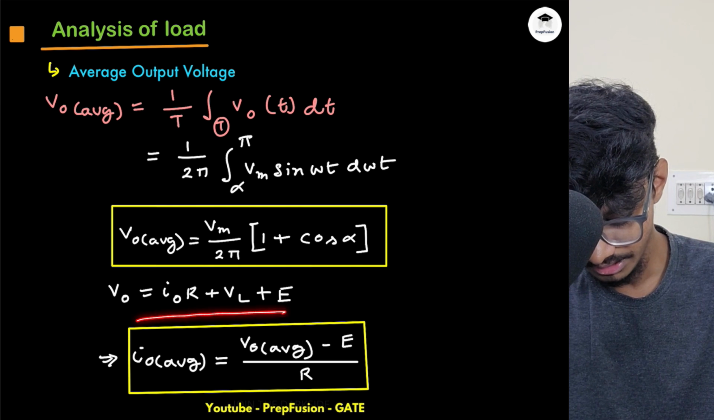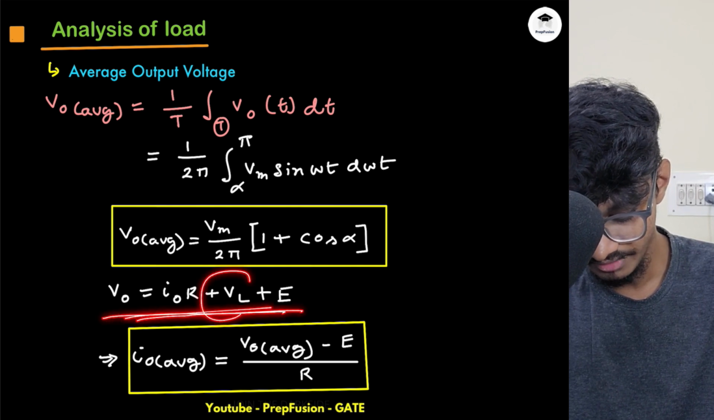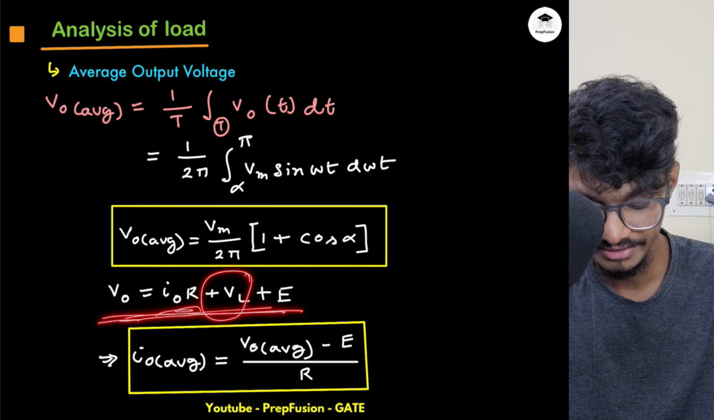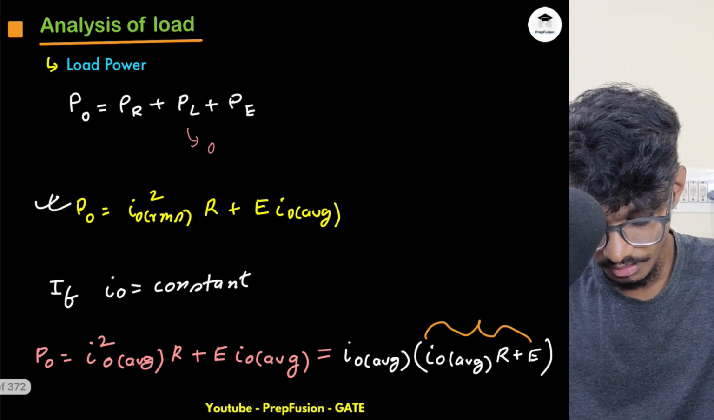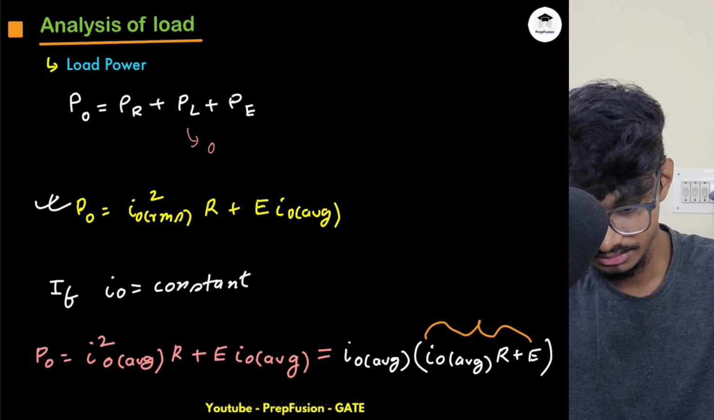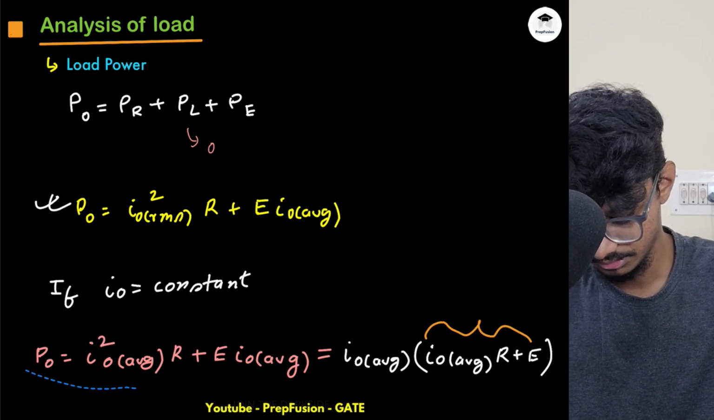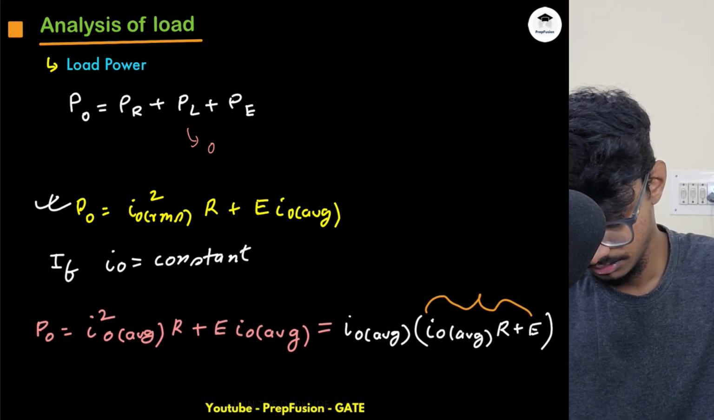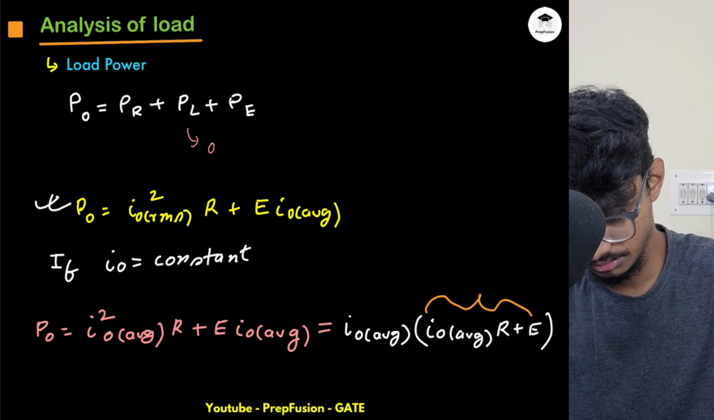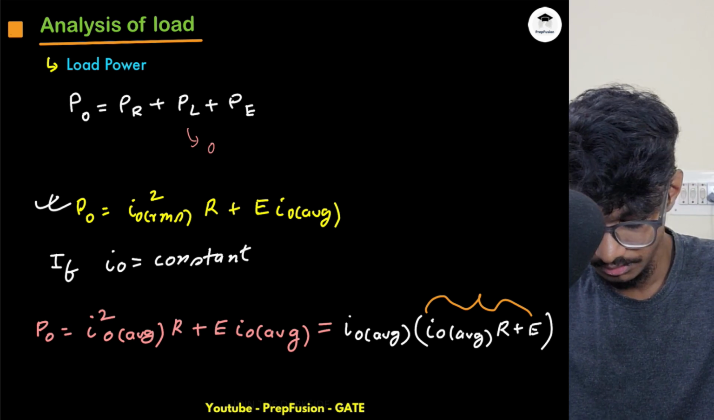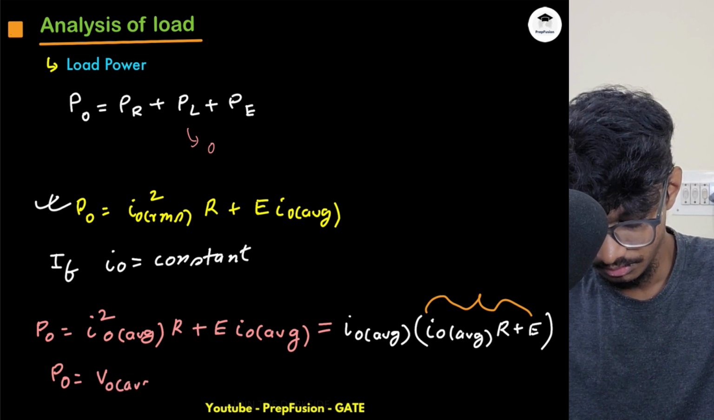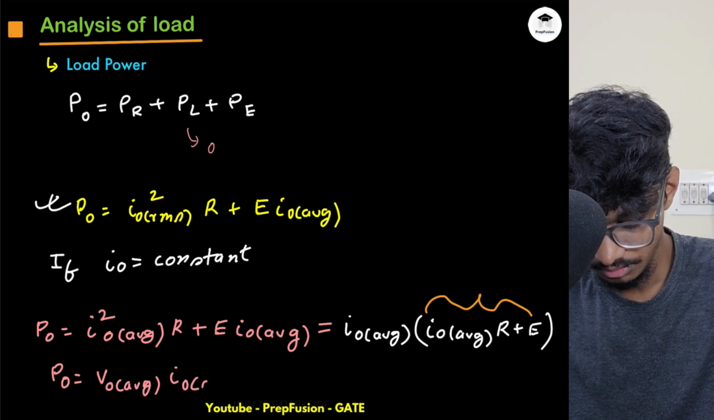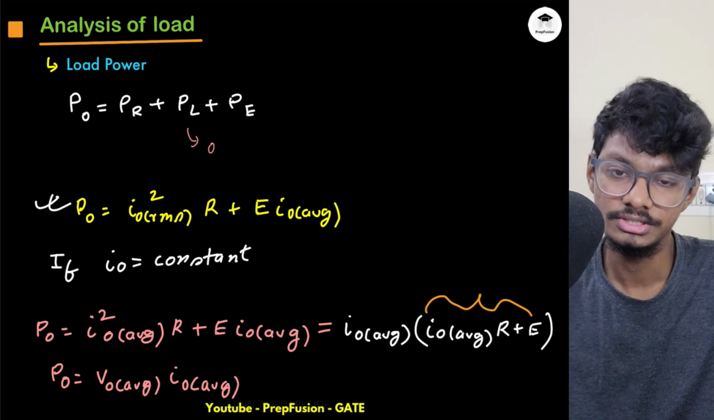This is simply VO average, right? If I take the average here, VL average will be 0, and VO average will be equal to IO average into R plus EA. So I can further derive this: my PO equals VO average into IO average. Okay, this is my PO.